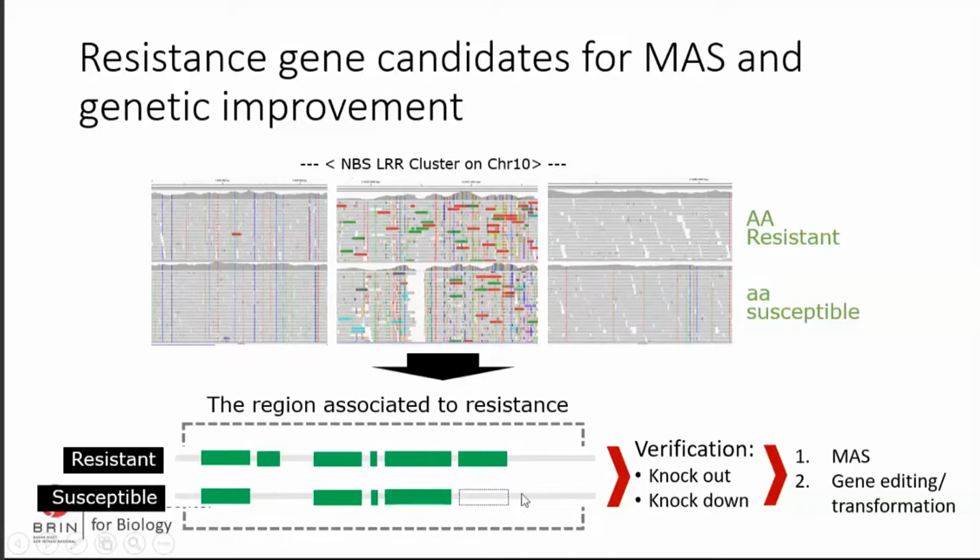So I'm thinking to verify the occurrence of the gene using knockout or knockdown or overexpression as well, to verify that the genes are truly associated to the resistance. Once the genes are verified, we can develop the molecular assisted selection from the genes, and we can isolate the gene, and we will continue for the transformation or gene editing.